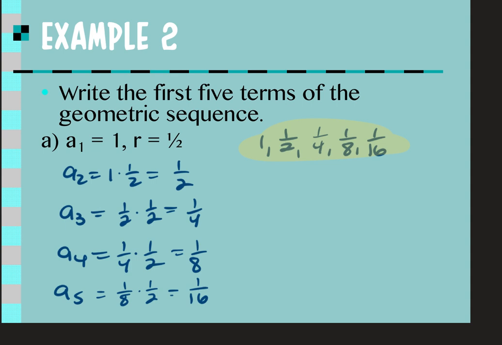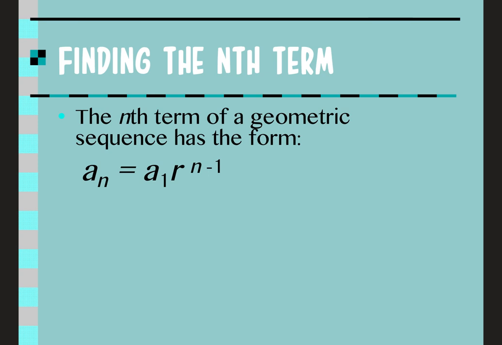Questions on that one? All right, finding the nth term. So if we're counting these formulas, this is the third formula that we got to know. This one is AN equals A1 times R to the n minus 1. So when you're doing arithmetic, you're adding the D times n minus 1 because you're adding with arithmetic. For geometric, you're multiplying by the R.